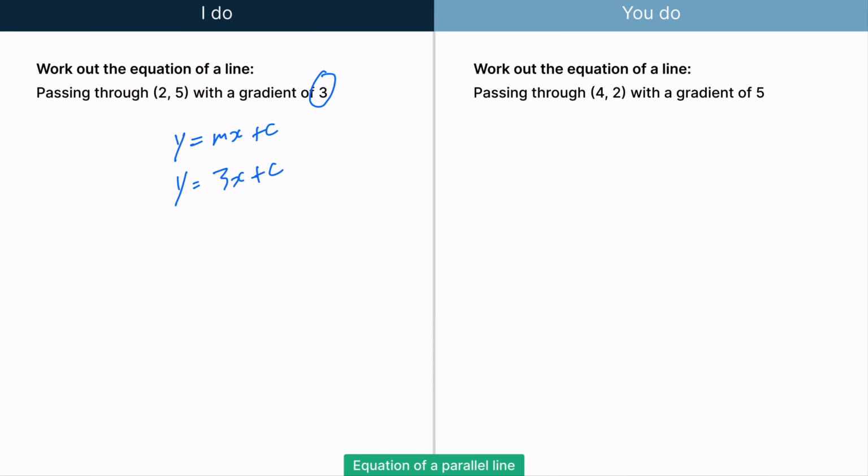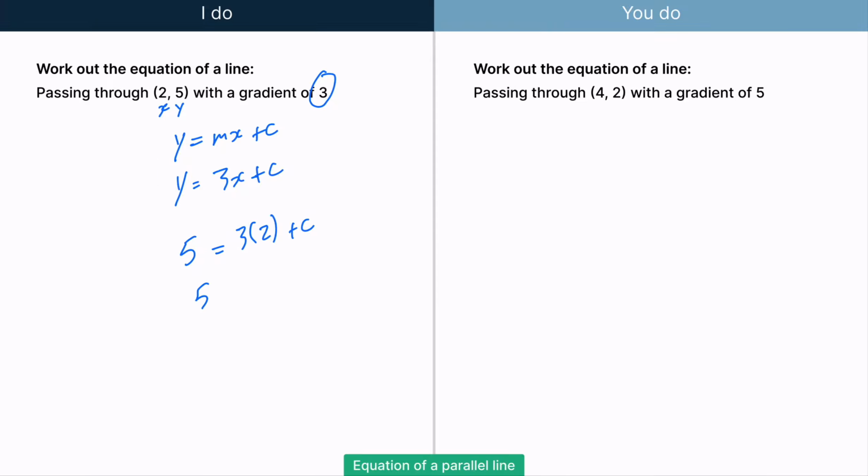With this point, I know that x and y coordinates have been given. So if I substitute this x in there, and this y in there, I can find c. So y is 5, and x is 2. All I've done is substitute this one into there, and this into there.